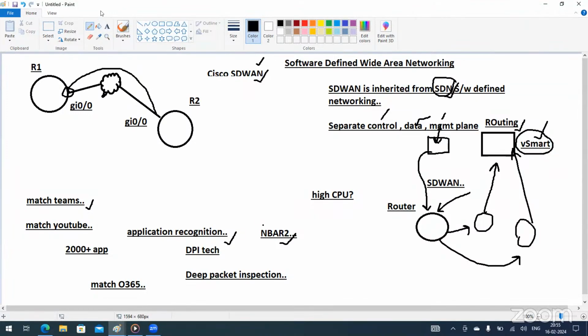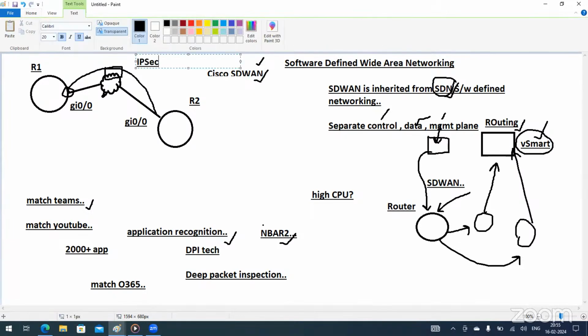And when 2 routers are connected across ISP, anybody who is sitting here can sniff this packet, whichever are going from R1 to R2, right? Here with SD-WAN, we have additional security that this traffic between R1 and R2 would be IPsec secured, plus this IPsec would be built on the top of SSL tunnels.